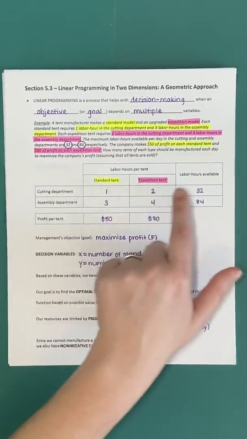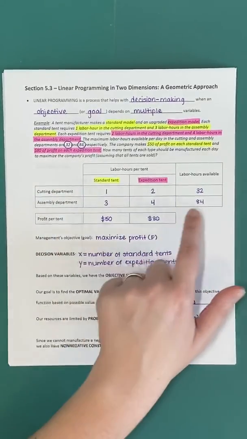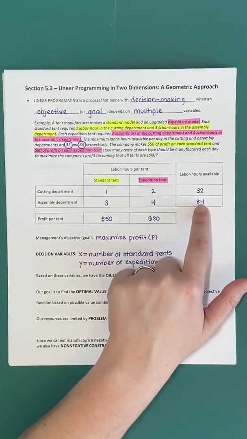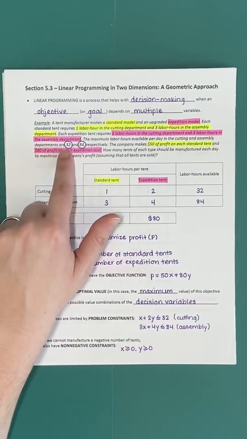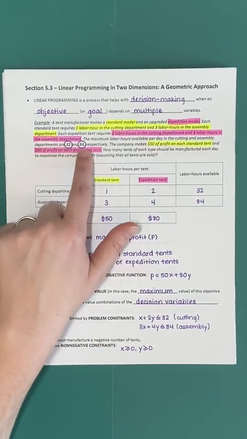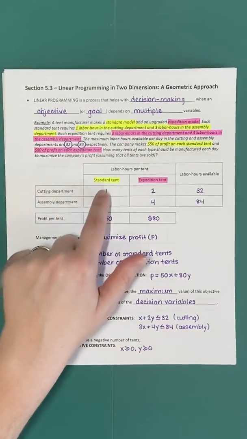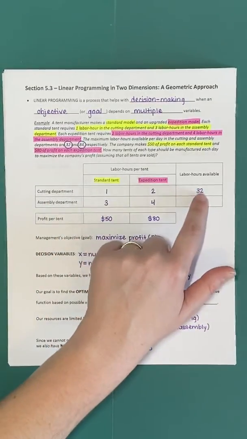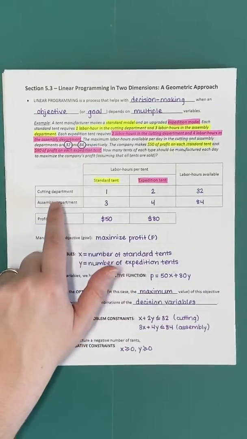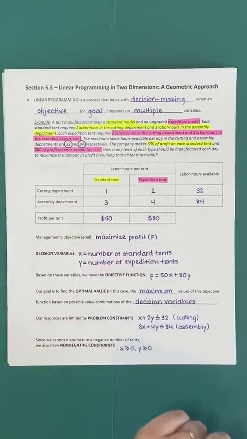And then by department, notice I have some totals that I can't pass. So it says that we have 32 hours to allot for cutting, 84 hours to allot for assembly. So however many hours I use, I can't use any more than 32 for cutting. However many hours I use for assembly, I can't use any more than 84 because those are our limitations. That's as high as it can go. Now we also care about what we are going to make on each of these.